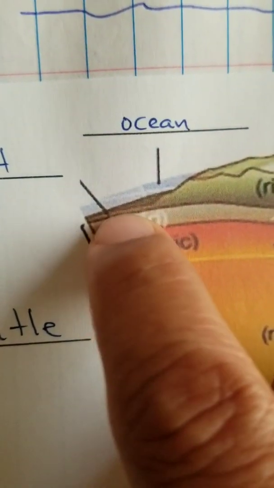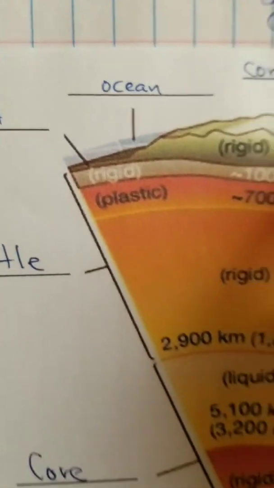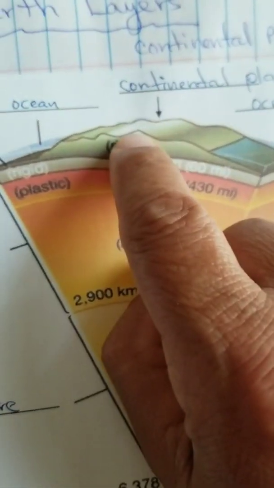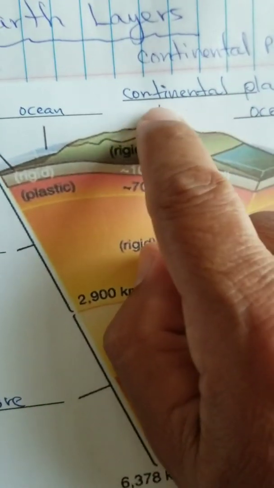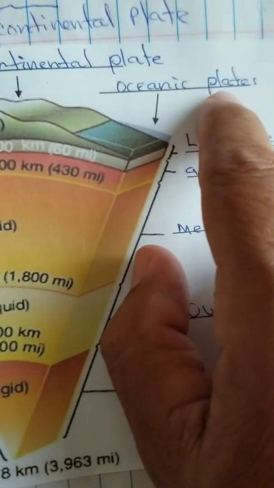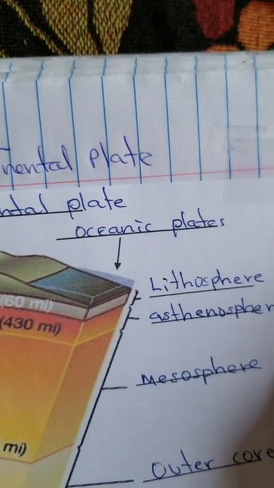That's the soil. That's the rock area that you're stepping on. You can see some mountains. This is called a continental plate, and you can see that it is a continental plate because it carries a continent. This one over here that carries an ocean is called the oceanic plate. So those are the first ones that you need.